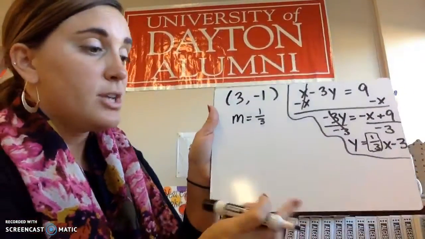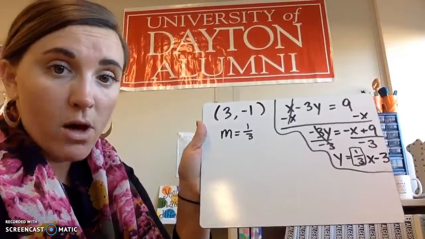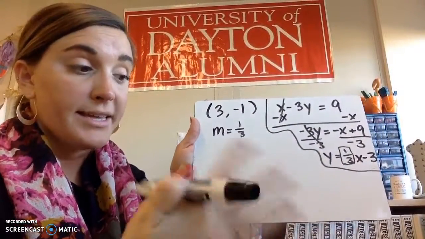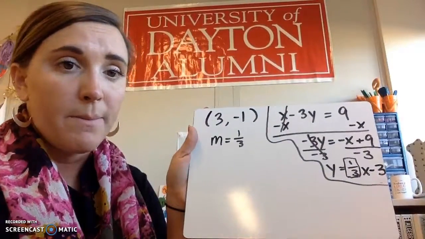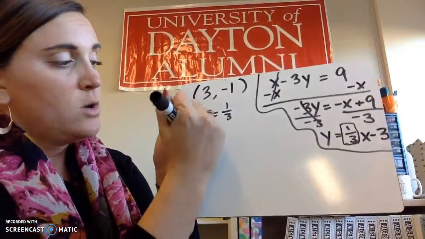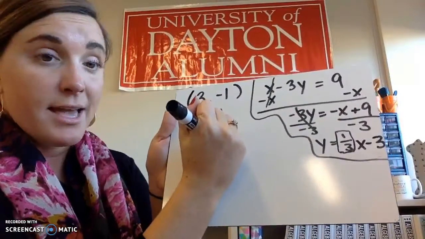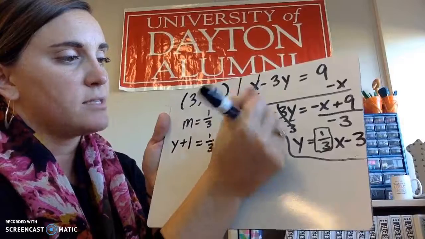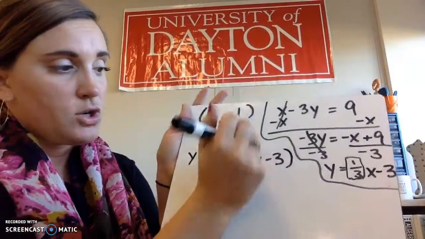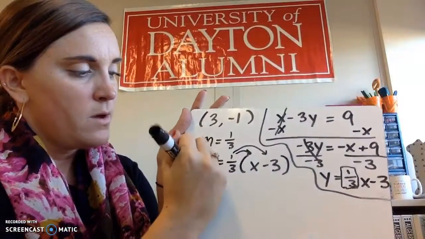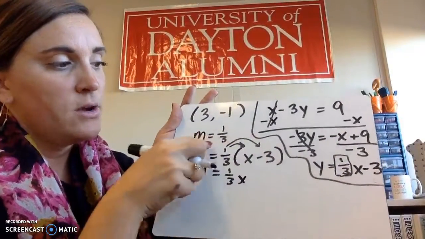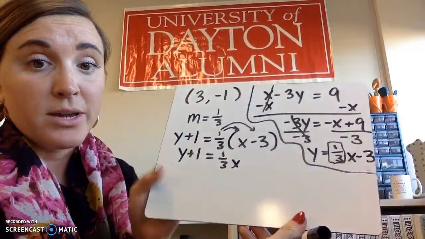All right, so y minus y1 equals m in parentheses x minus x1. I'm not going to write that formula again, but I am going to apply it. So I'm just going to immediately plug in those values. Y plus 1, minus a negative 1 is plus 1, equals 1/3 parentheses x minus 3. Distributive property, y plus 1 equals 1/3 x. 1/3 times negative 3 is negative 3.